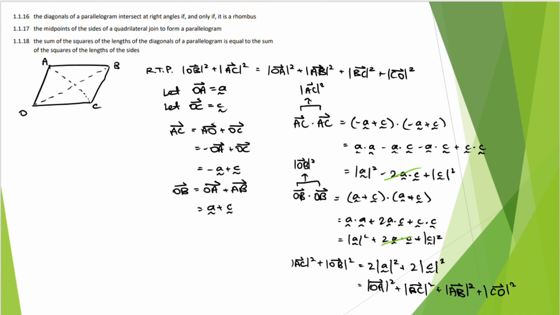And here we've proved that the sum of the squares of the lengths of the diagonals of a parallelogram is equal to the sum of the squares of the lengths of the sides. And so here we've proved the statement that we wanted to prove. And we can put a QED.